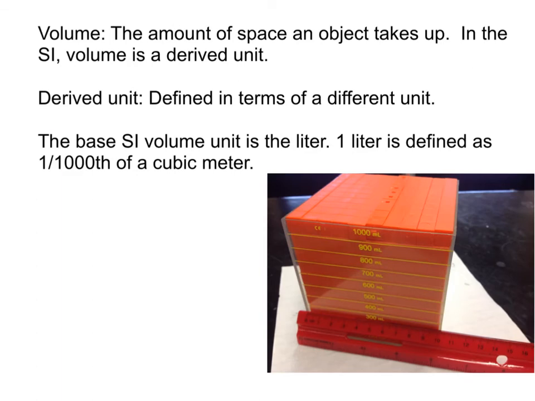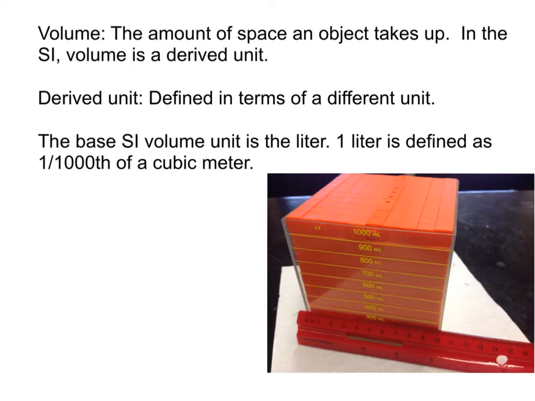The third SI unit we're going to discuss is the quantity of volume, which is the amount of space an object takes up. In the SI, volume is a derived unit. What we mean by a derived unit is that it's defined in terms of one of the other units. The base unit of volume is actually defined in terms of length. One liter, our base volume unit, is defined as 1/1000th of a cubic meter.